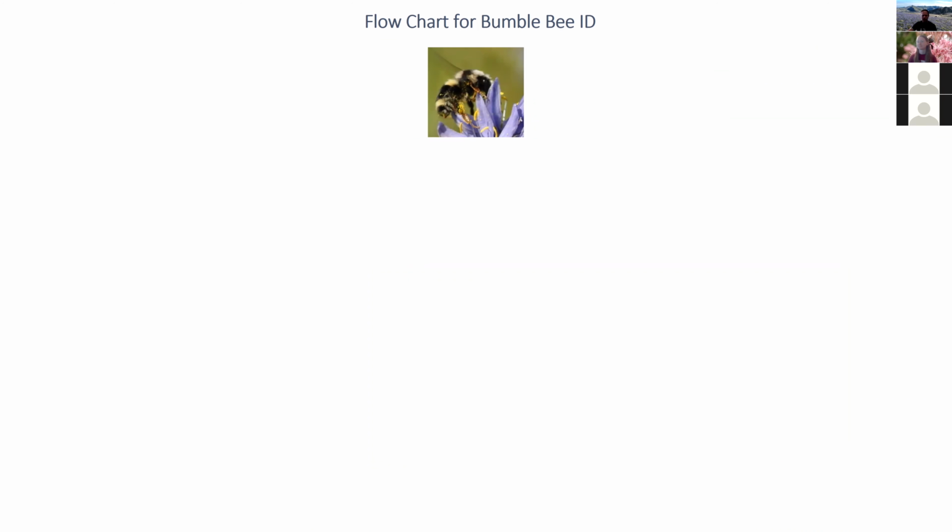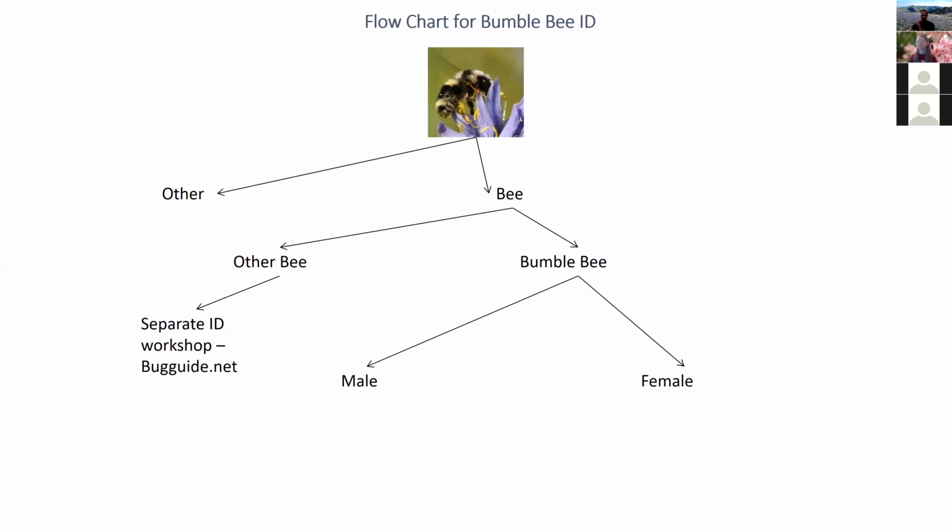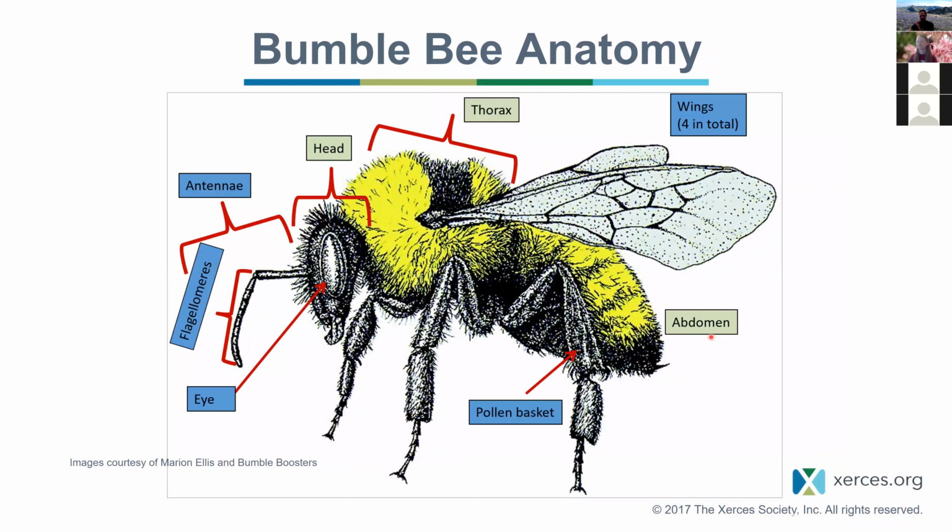There are some other species that look a lot like bumblebees. And the best way to tell those is going to be to look at the pollen carrying mechanism. I'm not going to go into detail on that today, but you can find other resources to look for that.